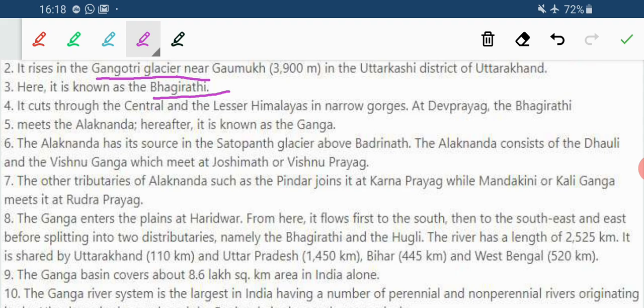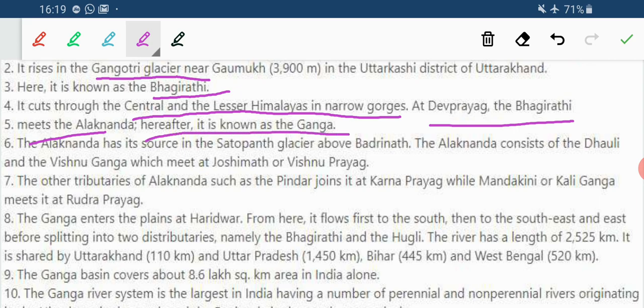Then it cuts the central and the lesser Himalaya in a narrow gorge, and at Dev Prayag the Bhagirathi meets the Alaknanda. When it meets Alaknanda, which originates from the Alkapuri glacier, it is named as Ganga. That means at Dev Prayag the naming of the river as Ganga happens, where the two head streams of Ganga, that is Bhagirathi and Alaknanda, meet. Alaknanda has its source in Satopant. It is Satopant glacier or Alkapuri glacier.